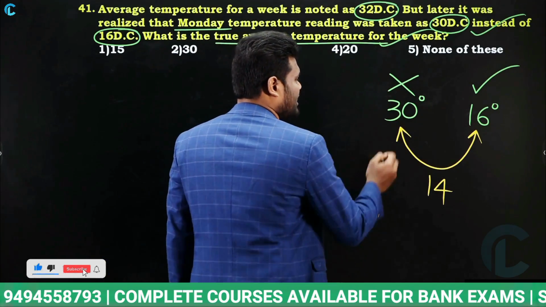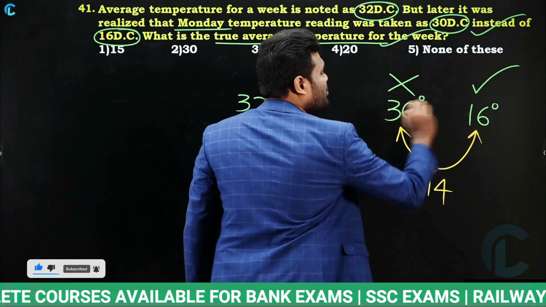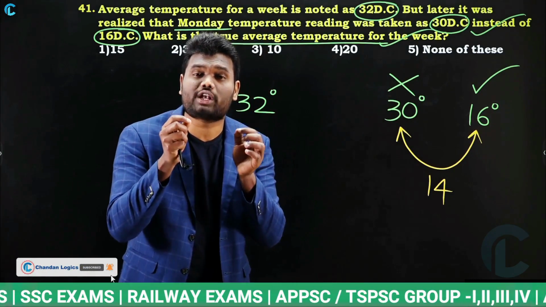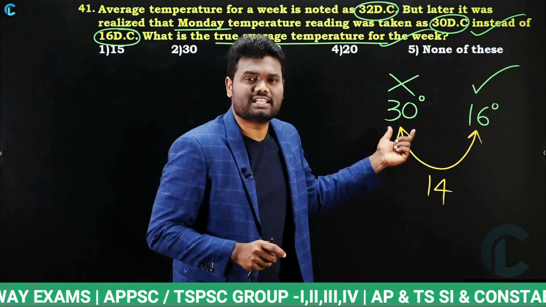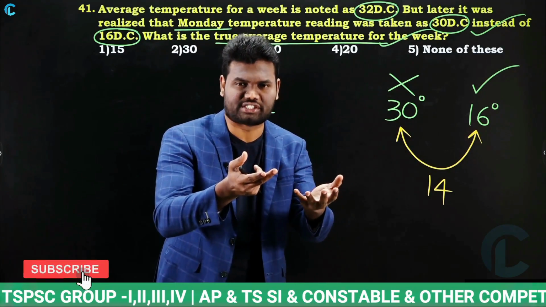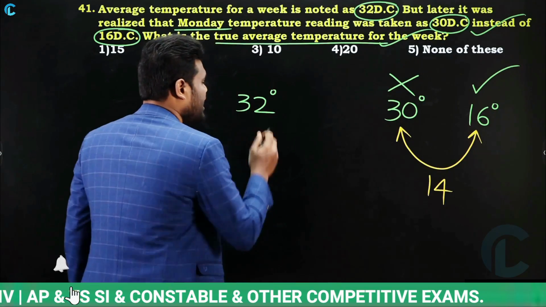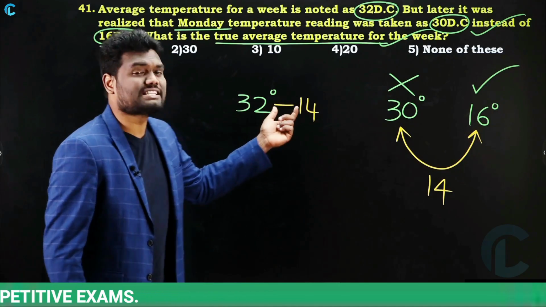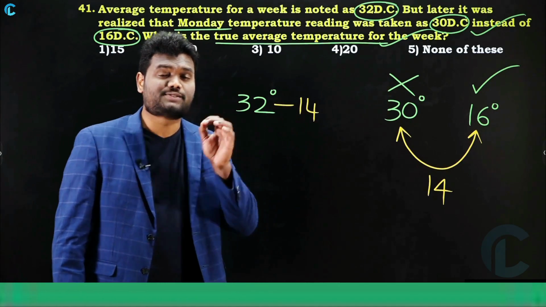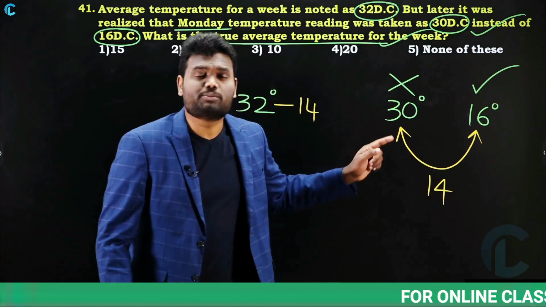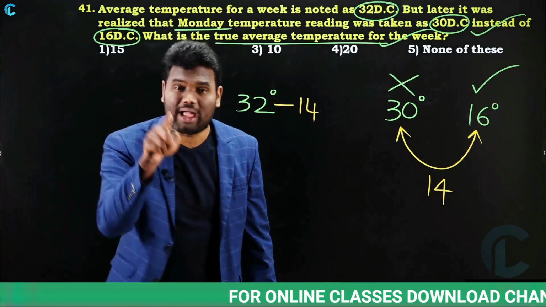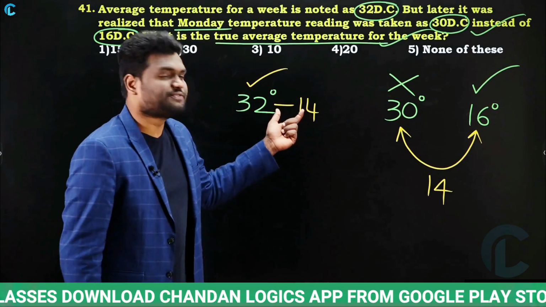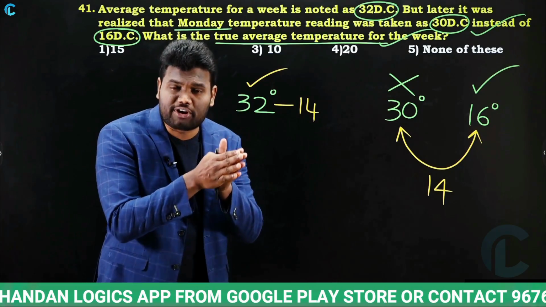Now in this question, the wrong value is 30 but the right value is 16, which means the wrong value is more. When the wrong value is more, what do you have to do? Subtract. Why? Because 14 degrees extra was mentioned, so you have to subtract that 14. But remember one more point: you cannot subtract this 14 directly. This 14 has to be distributed for the whole week, because this is the average temperature for a whole week.